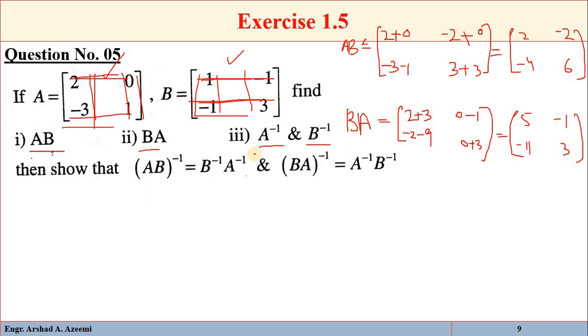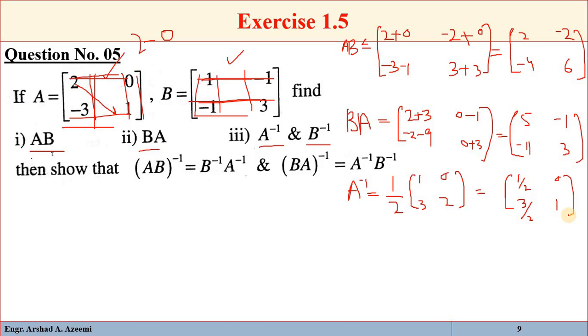Now we have to find out the A inverse. Okay, so A inverse will be equal to 1 over determinant of A. So determinant of A is 2 multiplied by 1, that is 2 minus 0 multiplied by minus 3, 0. So that is the determinant multiplied by the adjoint. So 1, 2, 0, either it will be minus or plus, and 3. So that is the A inverse is equal to, just simplify it. So it will be 1 by 2, it will be 0, it will be 3 by 2, and it will be 1. Okay, so this is A inverse.